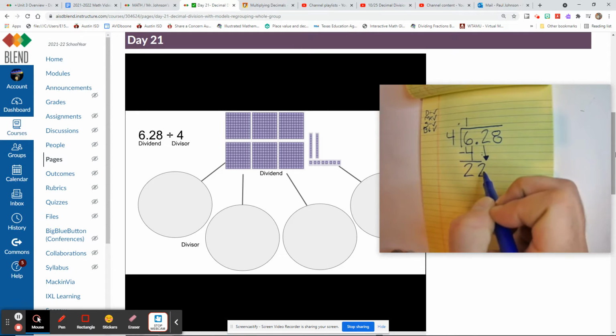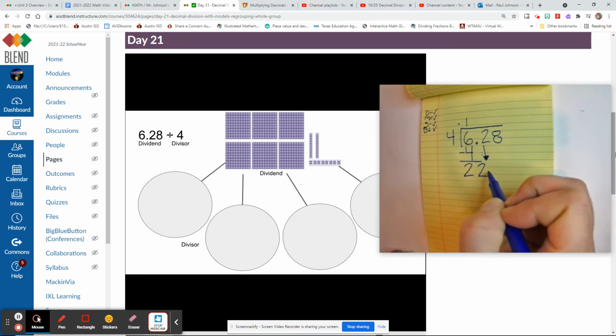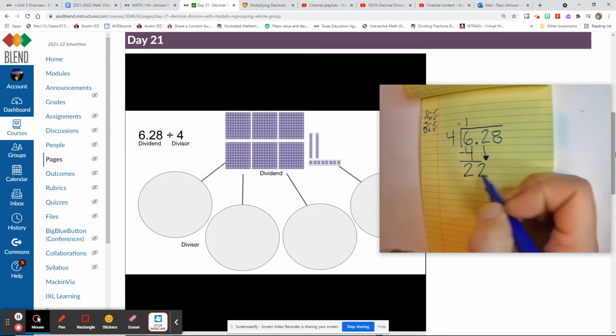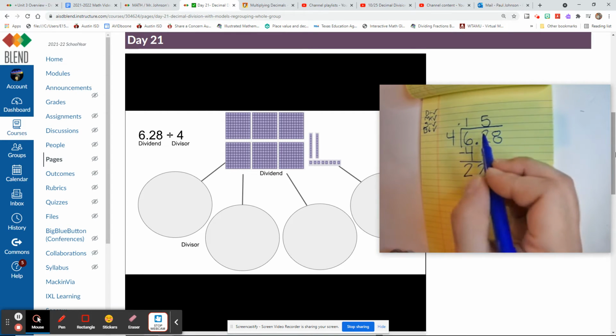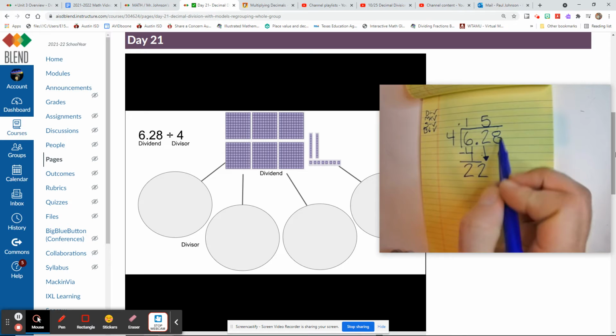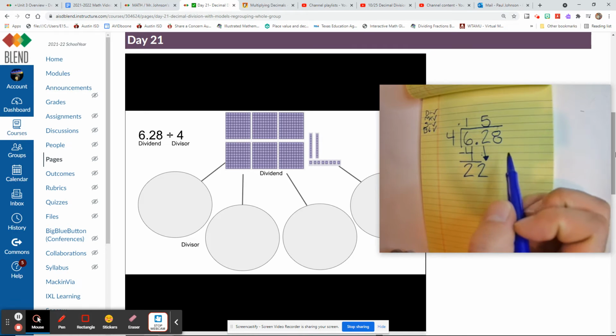Now, 4 goes into 22. How many times? Well, I know 4 times 5 is 20. 4 times 6 is 24. So 4 can fit into 22 5 times without going over. And I put the 5 directly above the 2. I'm keeping place value as well on your long division or sonic division setup.